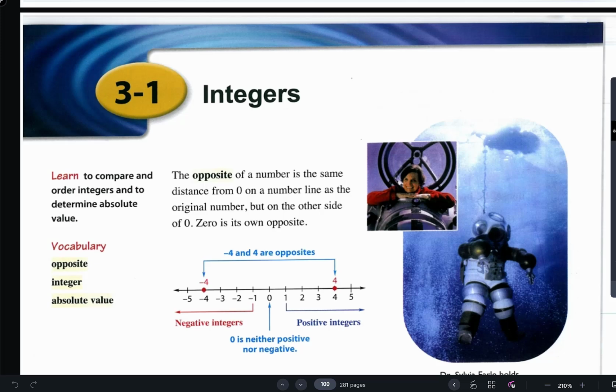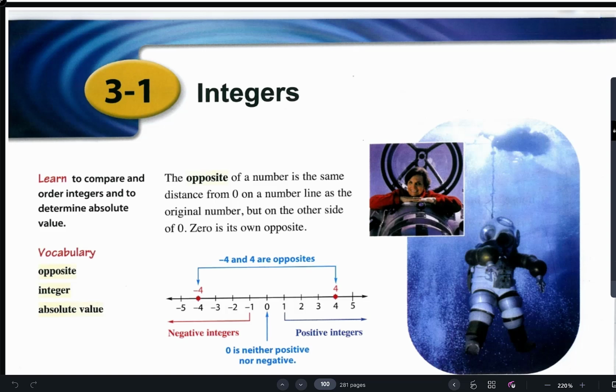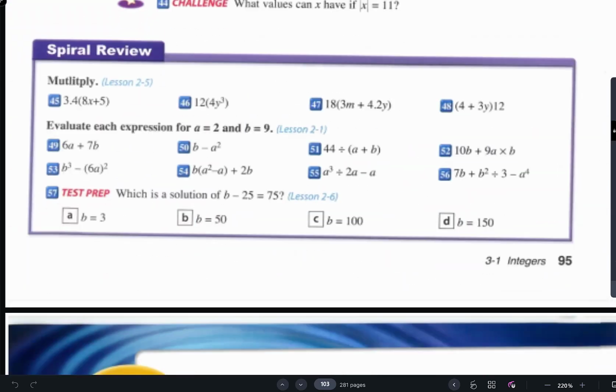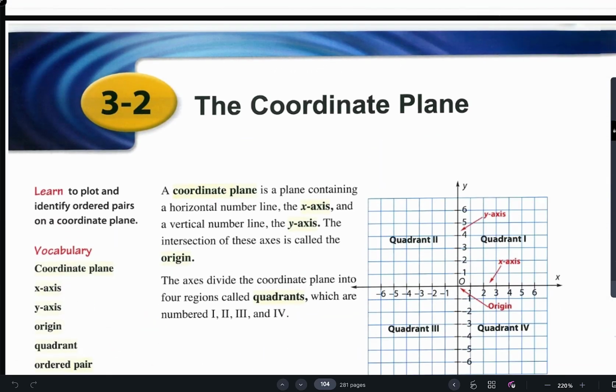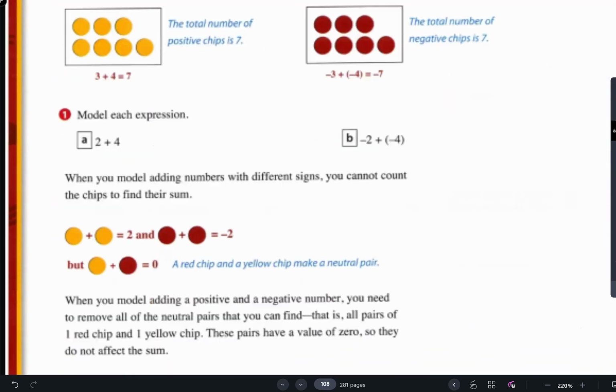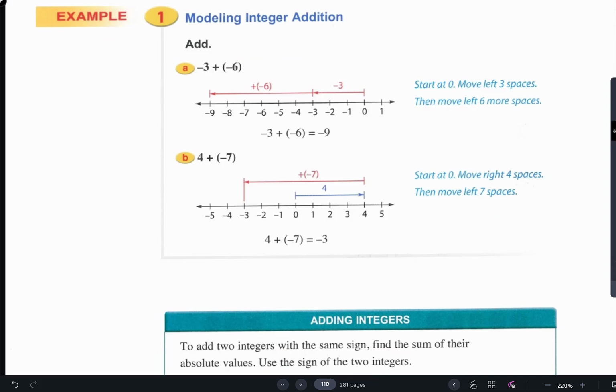Now we have chapter 3 in mathematics grade 7. So we have integers and this chapter is very easy. Now I'm gonna explain chapter 3, section 1 and section 2 skip, okay, and section 3. I will explain this inshallah, adding integers.